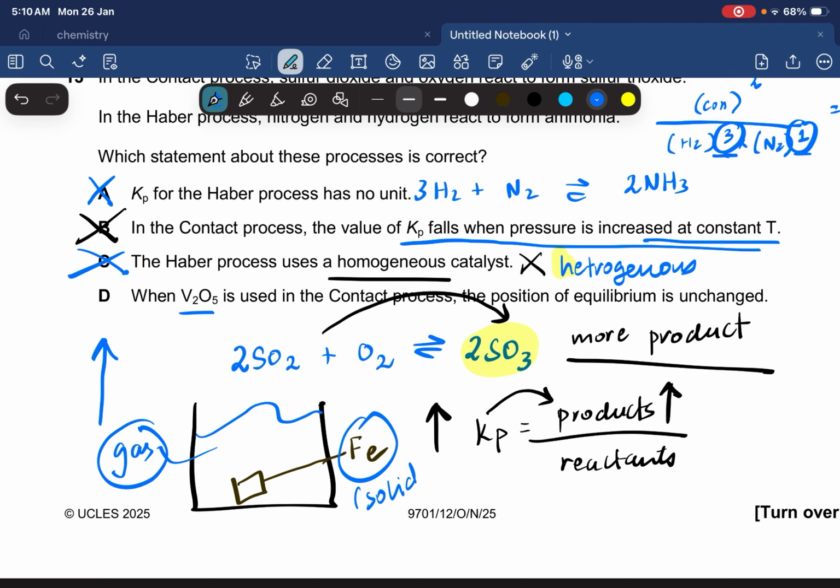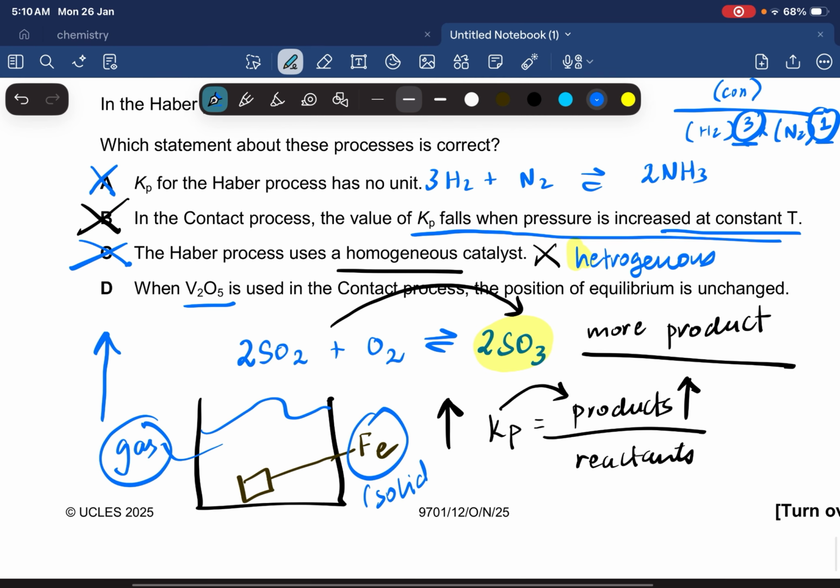When V2O5, which is the vanadium oxide, which is a catalyst for the contact process, is added, the position of the equilibrium is unchanged. That's 100% correct, because a catalyst does not affect the position of the equilibrium. So when you add this catalyst, your equilibrium position is going to remain unchanged despite the rate increasing.